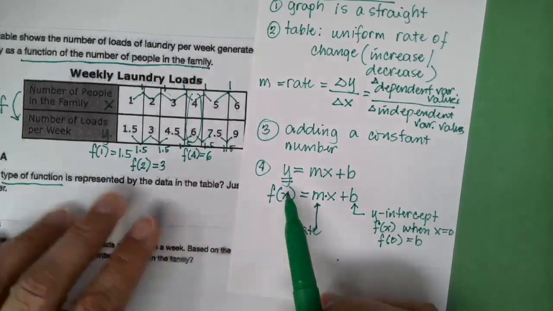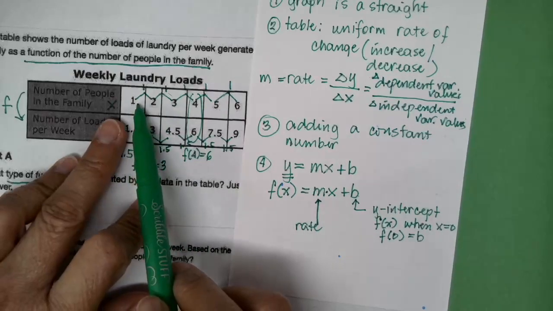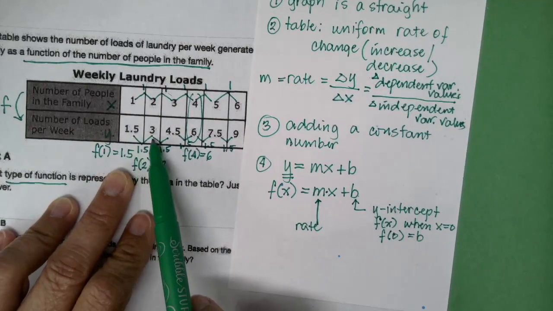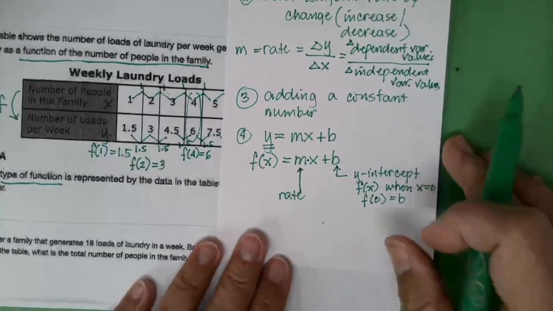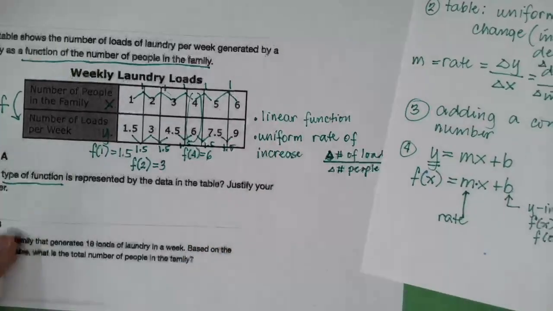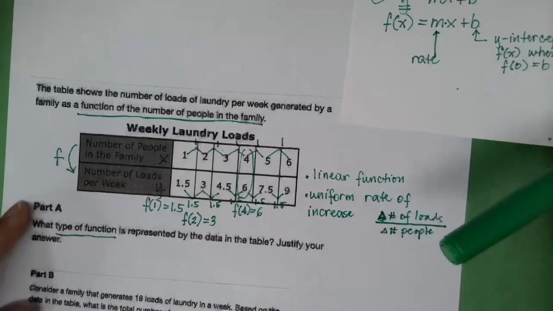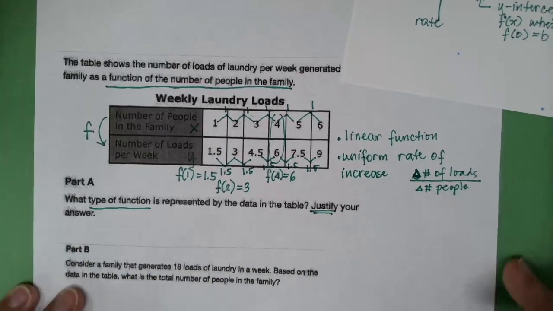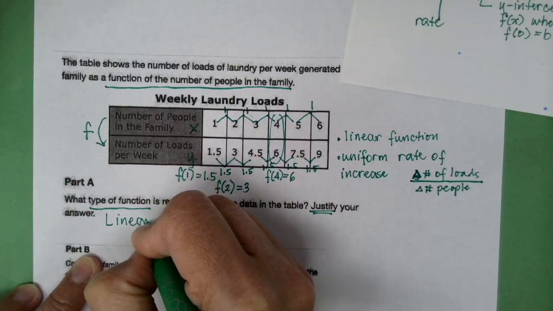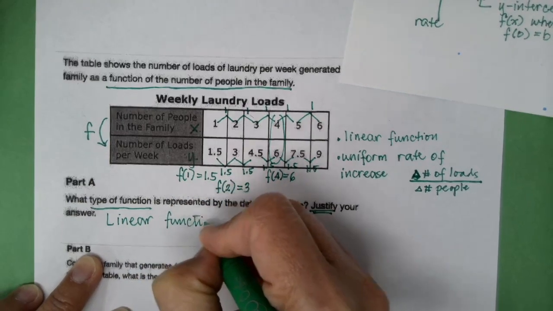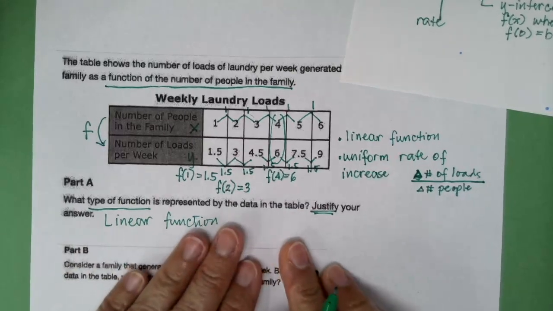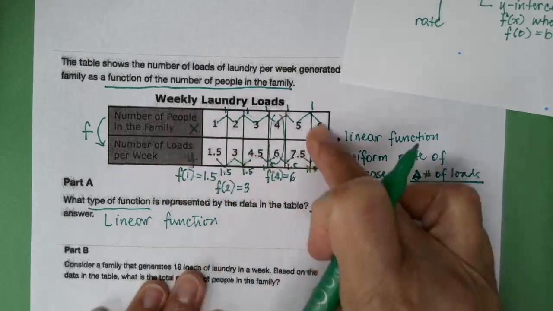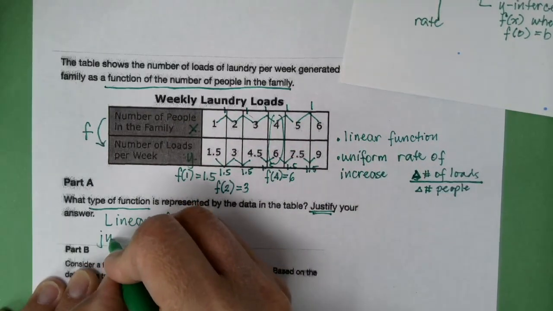So in this case, as the value of the independent variable increases by 1, the value of the y variable increases by 1.5. So now we know, based on this, our justification. What type of function is this? It's a linear function. So what is our justification? Because we cannot show our graph here, our justification will be based on the table.